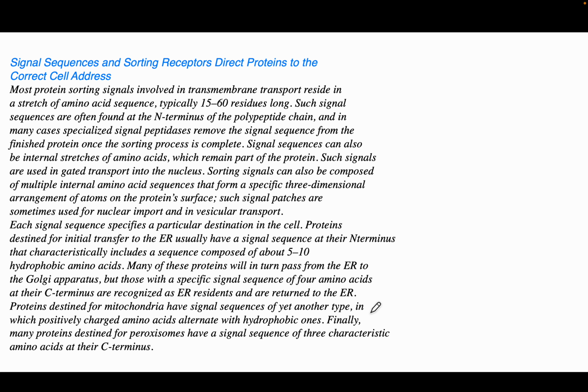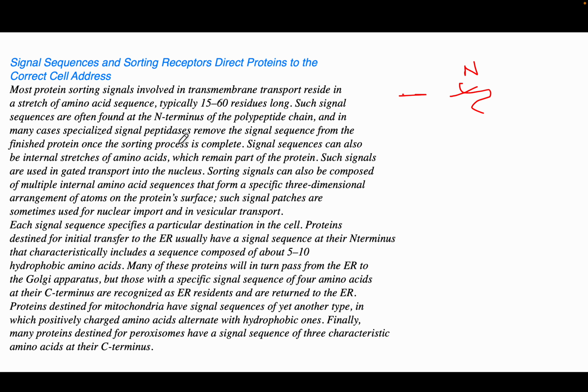Now we also have to note that during this trafficking, some signal sequences and sorting receptors direct proteins to the correct cell address. Most protein sorting signals are involved in transmembrane transport. If a protein needs to be delivered to some organelle, there should be some sorting signals. It is a stretch of amino acid sequence, 15 to 60 residues long. Such signals are often found at the N-terminus of the polypeptide chain. In many cases, signal peptidases remove the signal sequence from the finished protein once the sorting process is complete. So once the protein is at its destined place, some proteases can chop off the signal sequence.